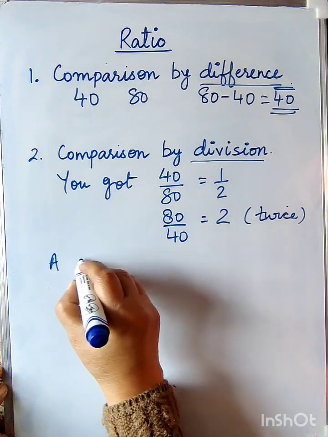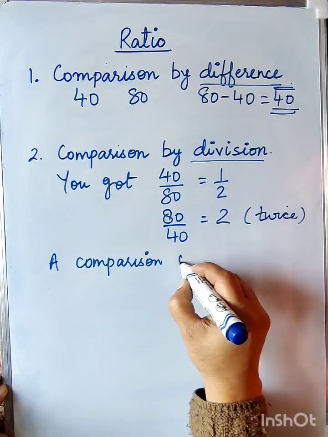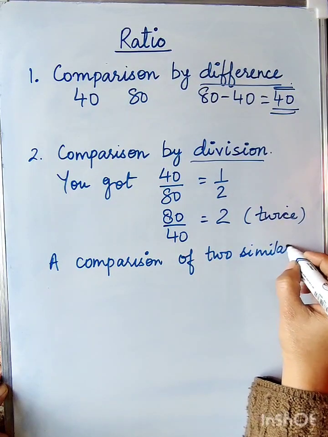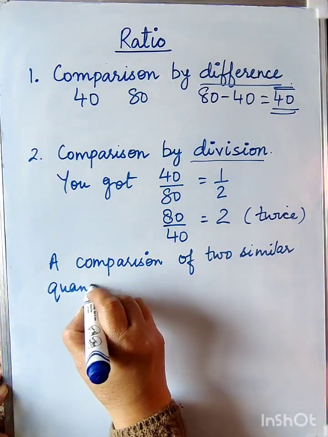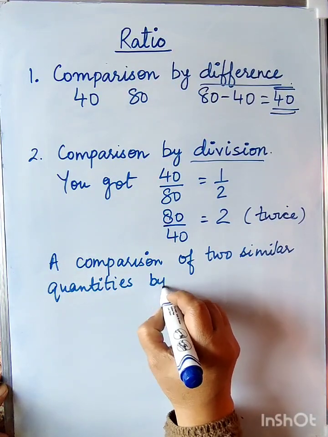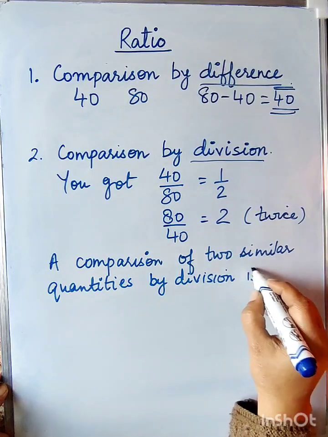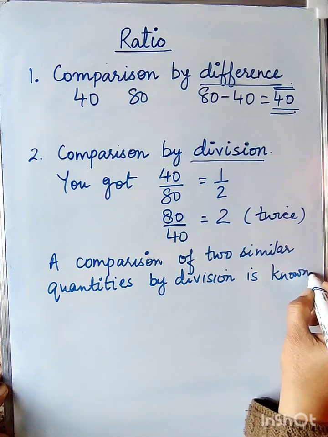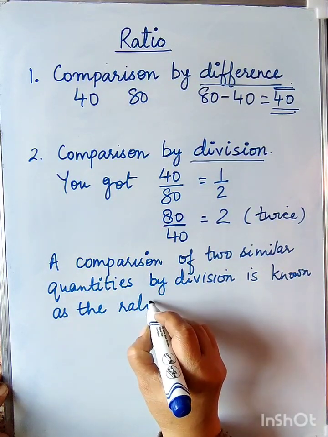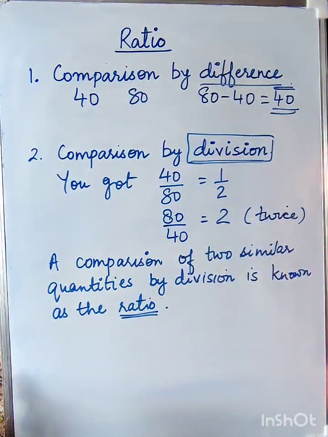So you can say a comparison of two similar quantities by division is known as the ratio. So in the ratio we are going to compare two quantities by the division method.